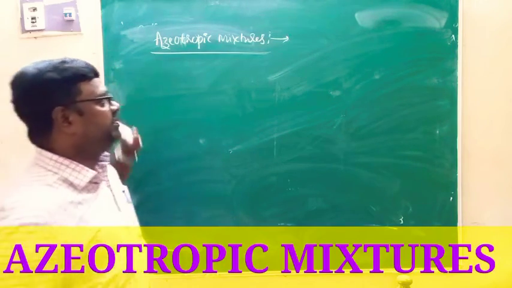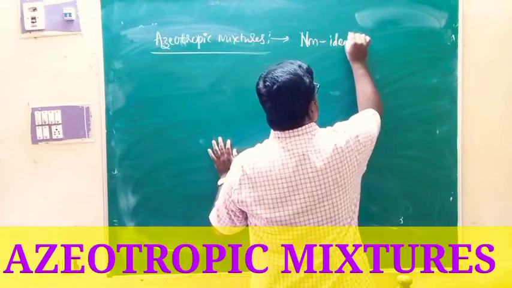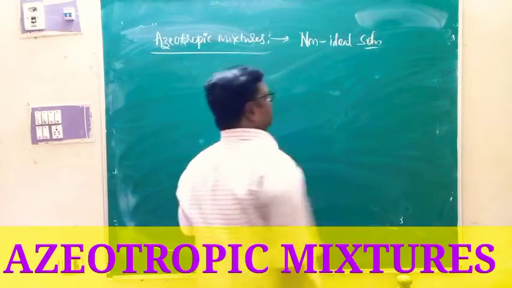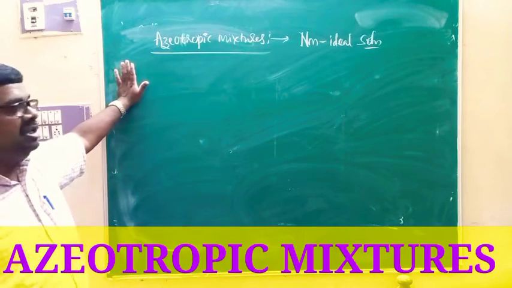Generally, azeotropic solutions are formed by only non-ideal solutions. Such type of solutions will be produced by only non-ideal solutions. Ideal solutions do not form azeotropic mixtures.